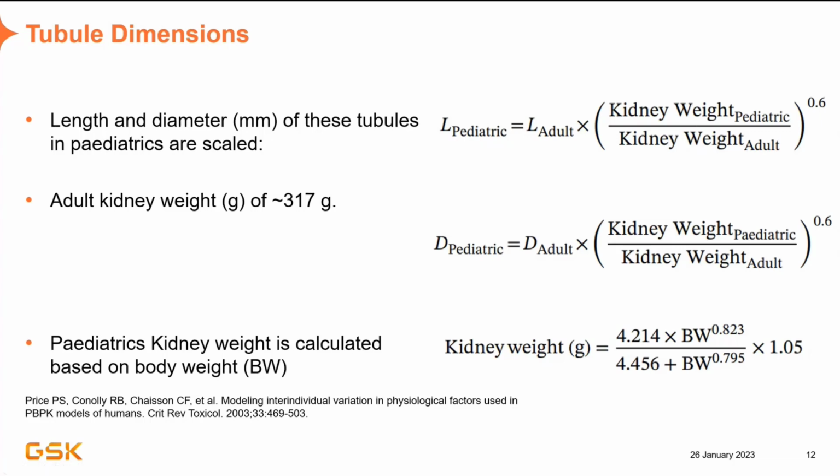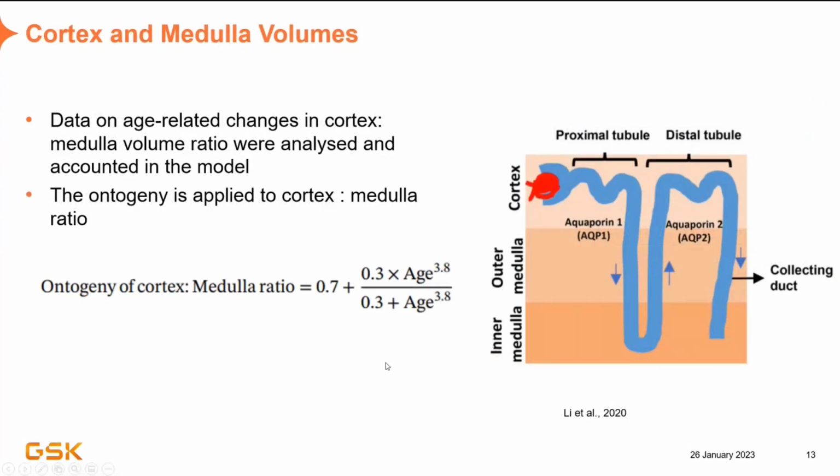And the kidney weight has always been in the simulator for a long time, and the kidney weight is a function of body weight. Okay, so the age-related changes in cortex and medulla ratio is included. The cortex to medulla ratio is quite important because we know that the function of them is different, and the cortex is quite important because all the transporters and everything is in there. We will talk about it a little bit in future slides.